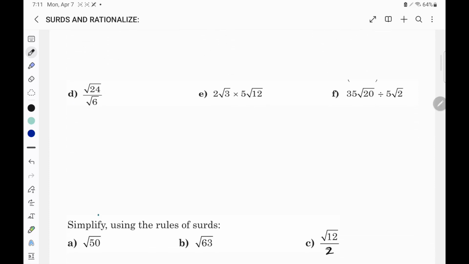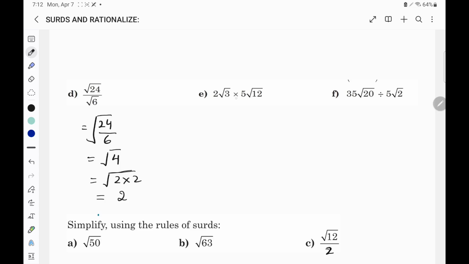Part D. In this question, square root of 24 divided by square root of 6. 6 times 4 is 24. So we can write down together square root of 24 divided by 6, that is equal to square root of 4. So 4 just write down, and then you know that square root 4 is equal to 2. Because if the same number is multiplying twice in the square root, then it will come out just one time.